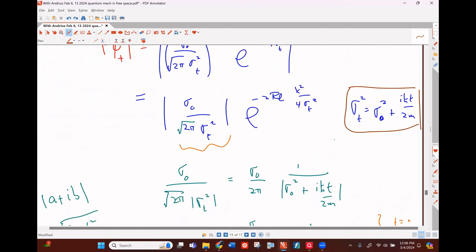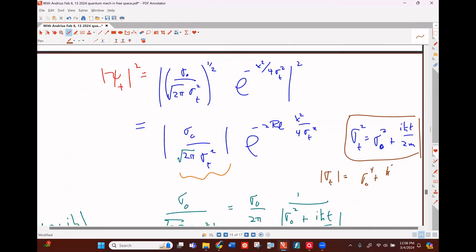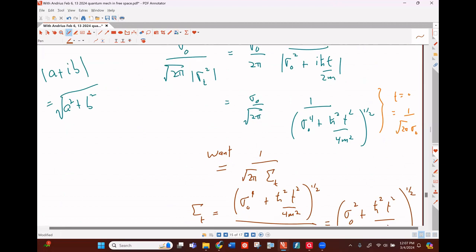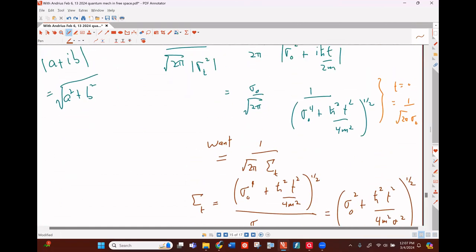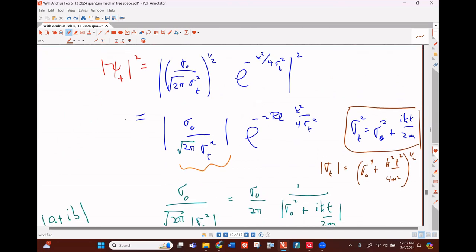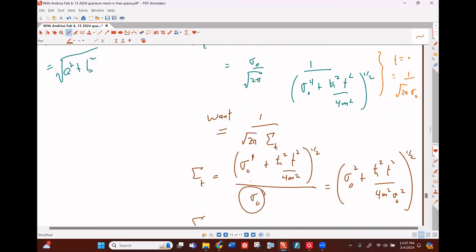Okay, so this one, just for me, doesn't have a square root, it's just a sum, but the other one has a square root. Let me just check this. Let's take the modulus of this thing. This is equal to sigma naught to the 4th power plus h bar squared t squared over 4m squared, all to the 1/2 power. So notice that that differs from our big sigma sub t, just barely, because of the sigma naught squared in the bottom. Yeah, it's different, because we have the sigma naught in the bottom.